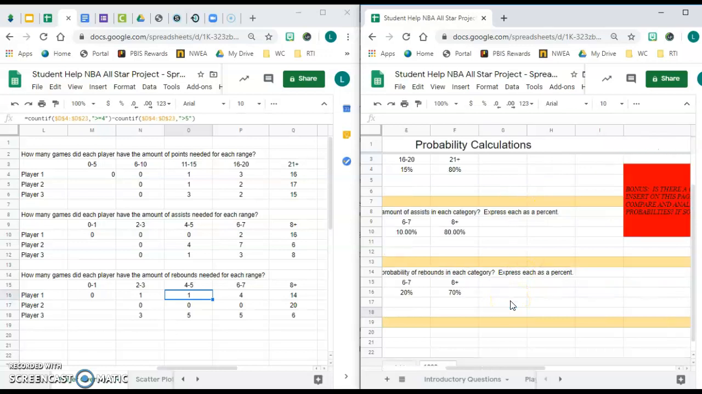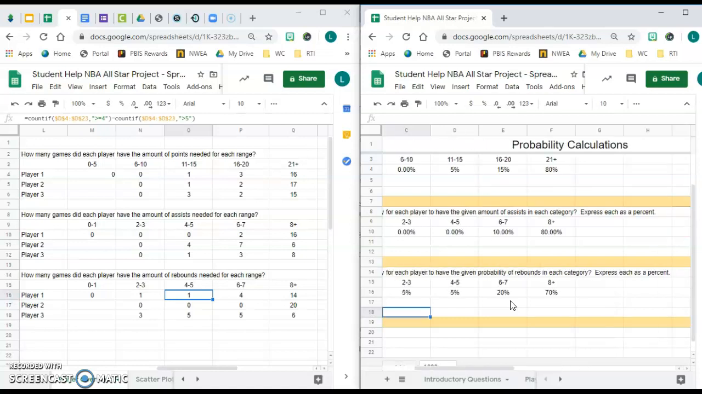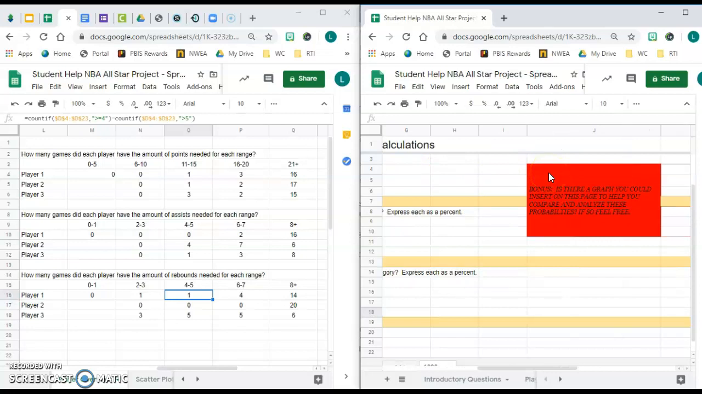And then you'll notice off to the side here, I actually have a bonus. And so there's going to be 2 opportunities that you can get a bonus for this project. This is one of them. And so the bonus is that if you can graph and place these percentages that we just found into the appropriate graph, then you can get some bonus points back.